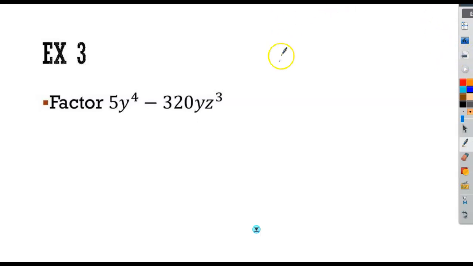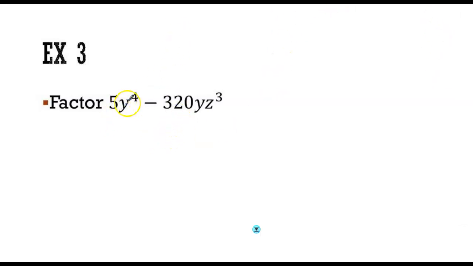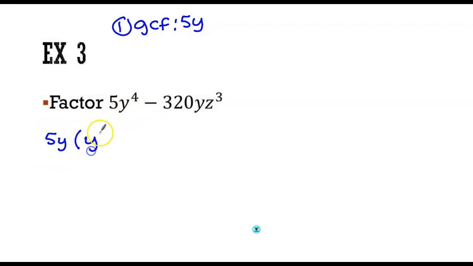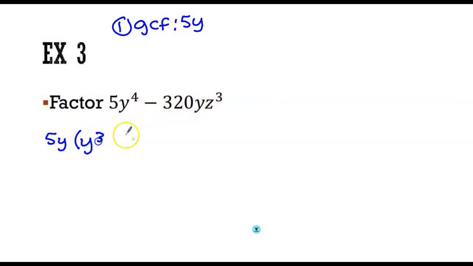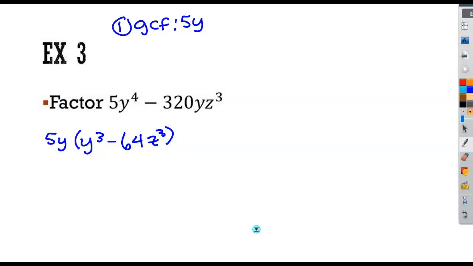All right, this example 3 is the next one we're going to do together, which I want to notice if it has a GCF. I noticed that it has a GCF of 5y. So if I take 5y out, I'll be left with y to the third, and I can leave it like this for now. y to the third minus 64z to the third. So I want to take a minute to figure out, hey, what is A going to be and what is B going to be?